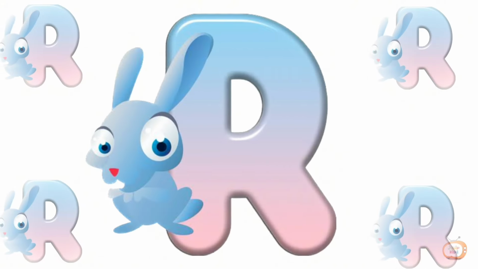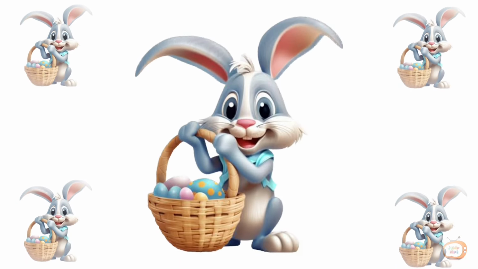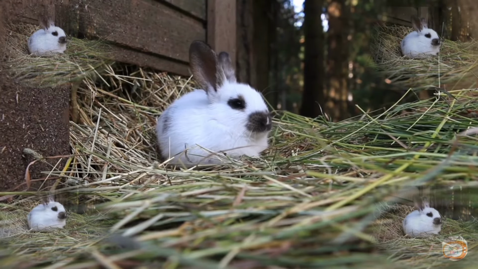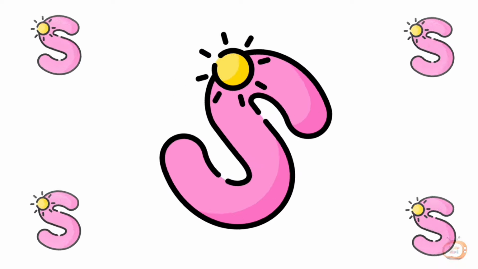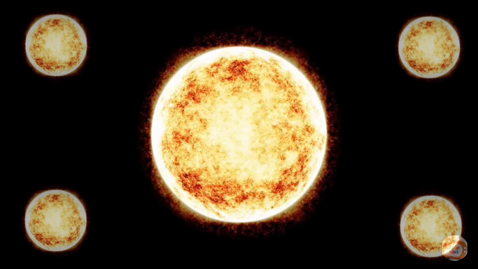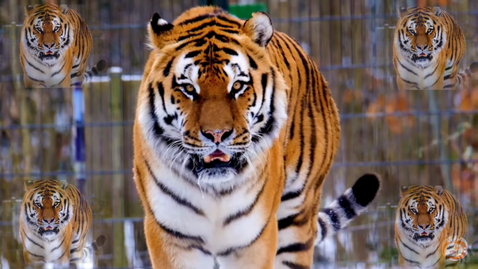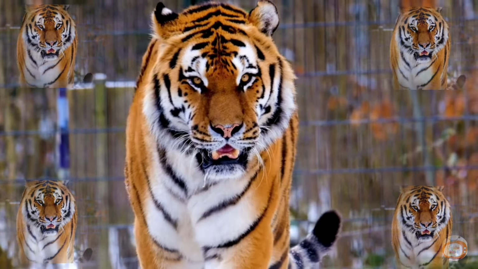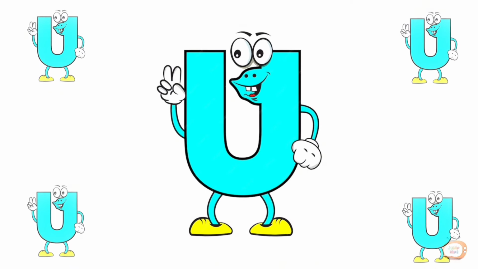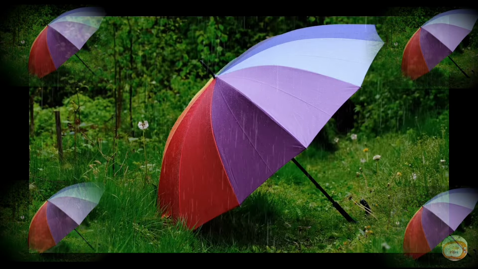R is for rabbit, rabbit. S is for sun, sun. T is for tiger, tiger. U is for umbrella, umbrella.